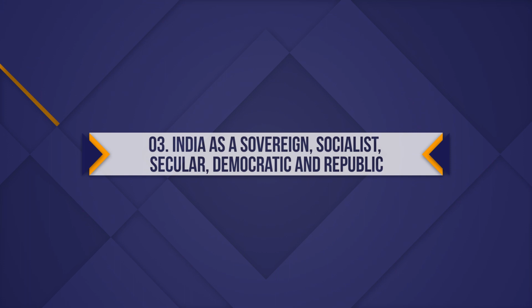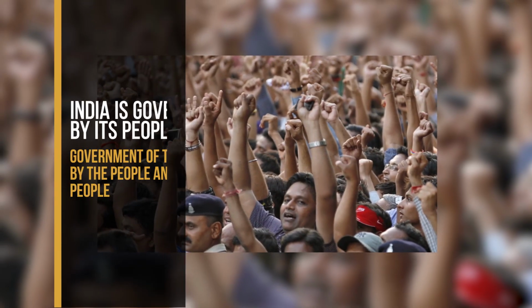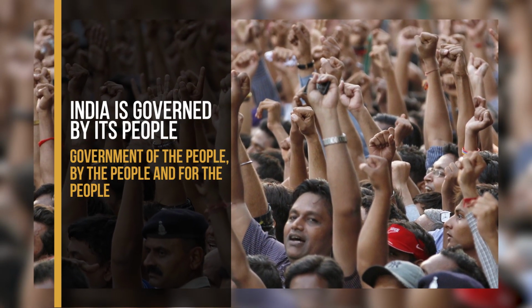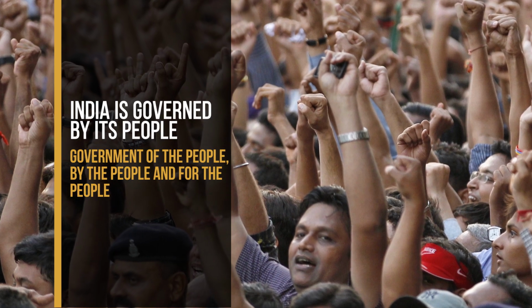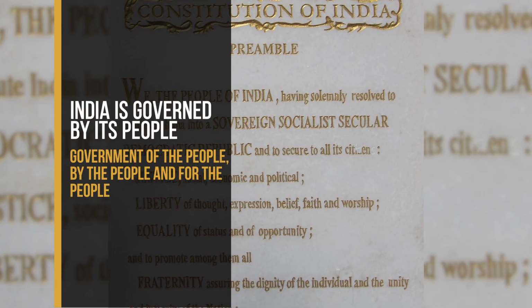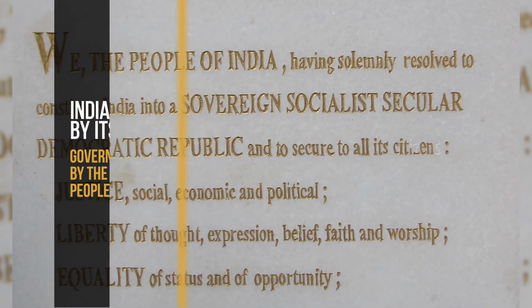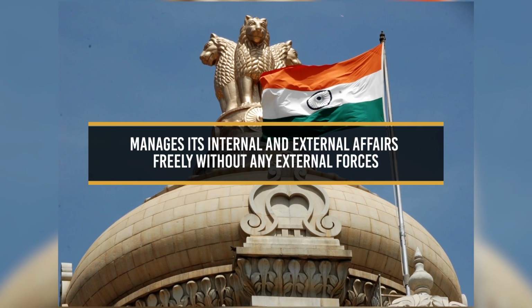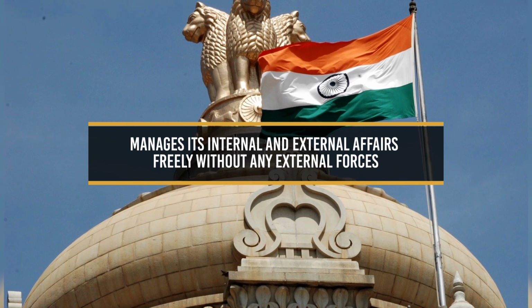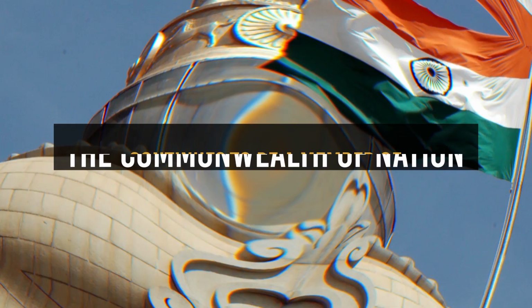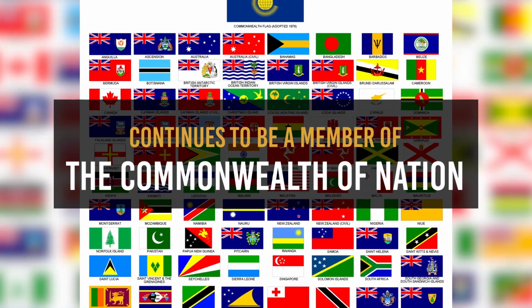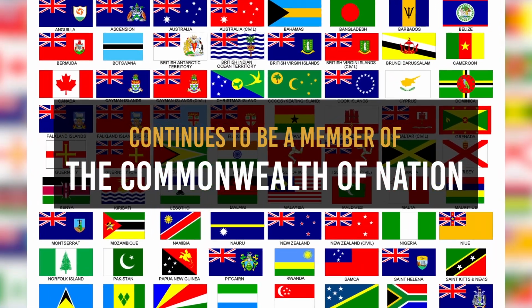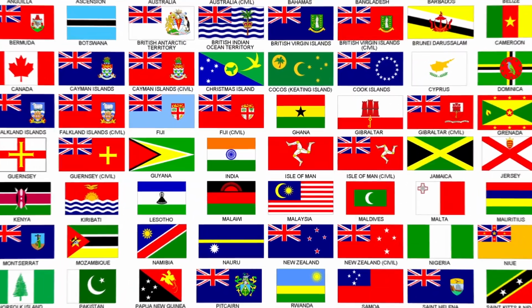Number 3. India as a sovereign, socialist, secular, democratic, and republic. India is governed by its people through their representatives elected on the basis of universal adult franchise, that is, government of the people, by the people, and for the people. India as a sovereign means it manages its internal and external affairs freely without any external forces. However, it continues to be a member of the Commonwealth of Nations with the British monarch as its head.